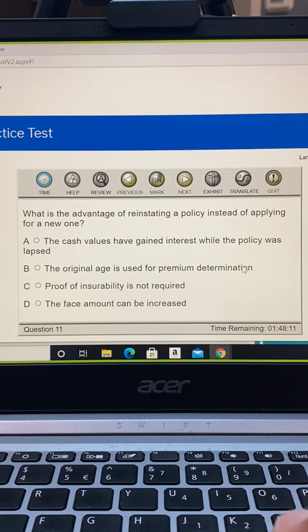Okay. Let's say a person gets a policy at 35 and the policy lapsed in a year, and they got a new policy at 36, then that wouldn't make a difference because the age hasn't changed that much. But let's say you get a person that bought a policy at 25 and then the policy lapsed at 45, 20 years later. That would be a huge difference. Right. So it'd be the original age. Right.